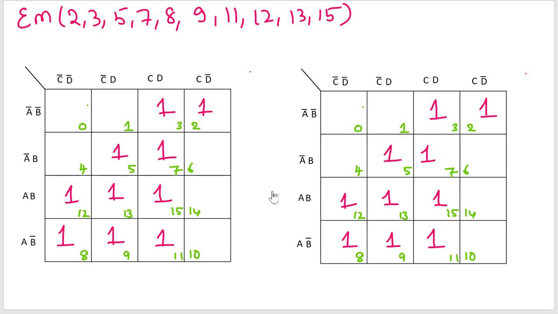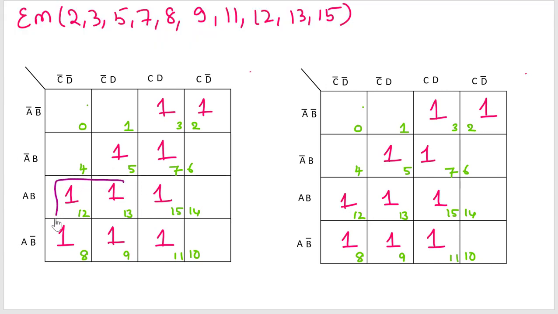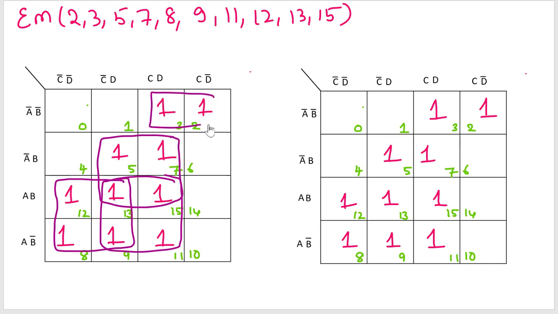So we fill identical ones in both the K-maps. Now we are trying to form the pairs, quads and octet. Octet is not possible, but quads are possible. What you do is, first you form these 4 ones as a quad, then these 4 ones as a quad, one more quad, and these 4 ones as one more quad, and these 2 ones cannot form a quad, so you can form them as a pair.